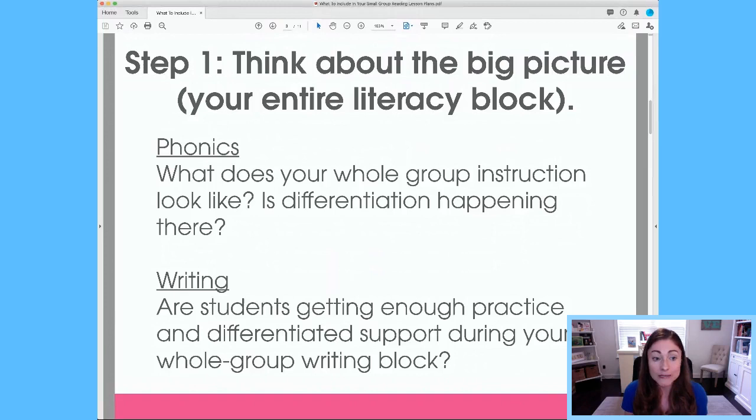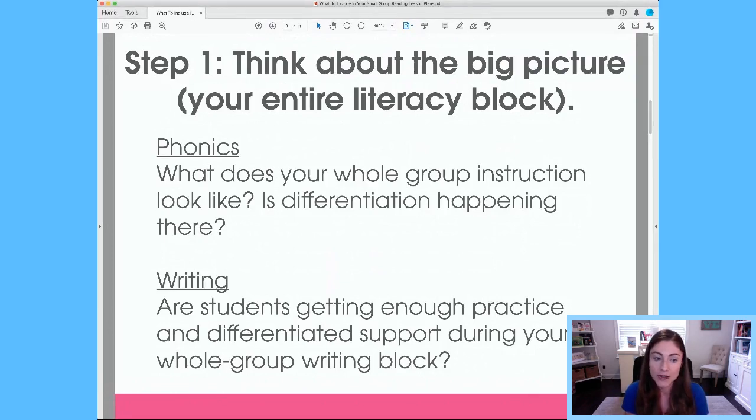So you are probably, hopefully, having some type of whole group phonics lesson. Let me know in the chat if you teach phonics in a whole group setting. I know that some people will teach phonics just in small group, which is great because it can be differentiated, but then at the same time you run into some challenges like, how do you make sure that kids get enough phonics instruction? So anyway, would love to know in the chat what your phonics setup is. But this is one piece of the puzzle to consider. So number one, what does your whole group instruction look like?